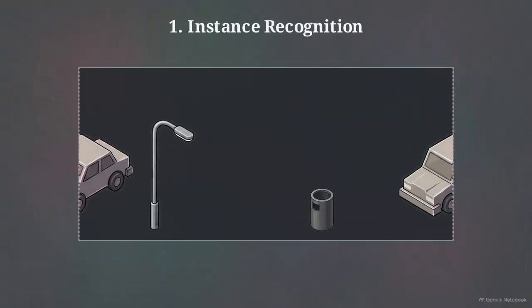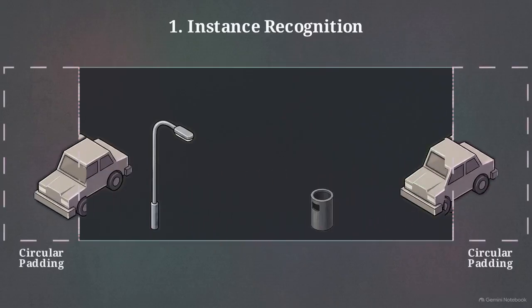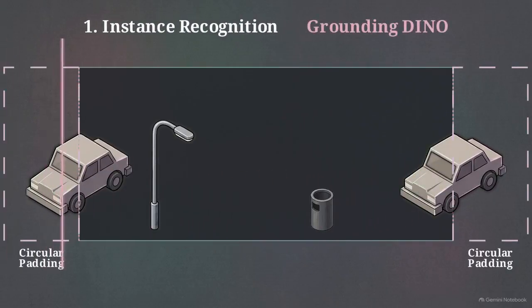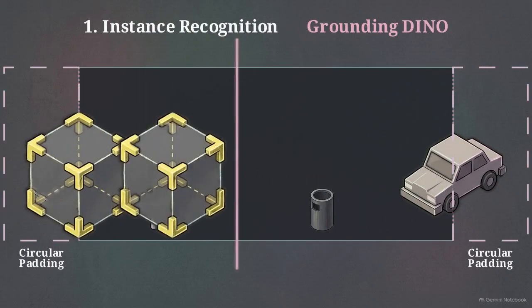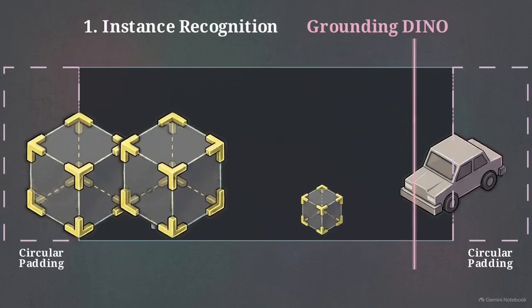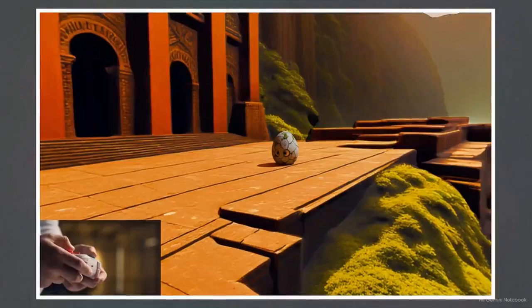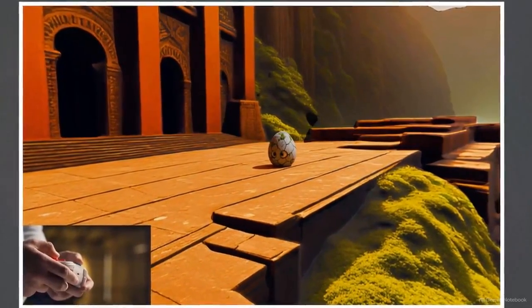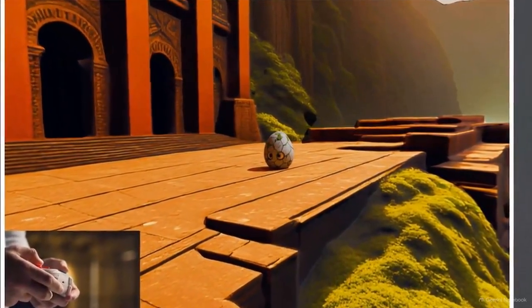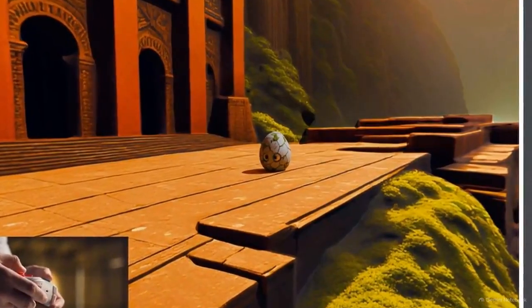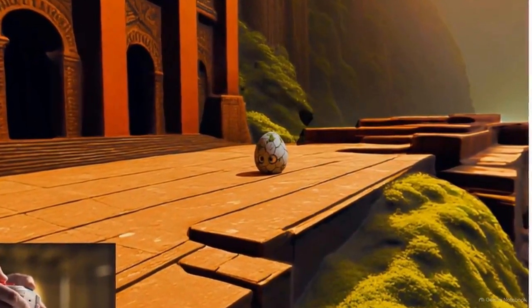Step 1 is instance recognition. The system applies circular padding to the panorama and runs an object detector called Grounding DINO. This maps the location of every distinct object, even if an item spans the panoramic seam. Step 2 is layer decomposition. A segmentation model called ZIM draws precise pixel masks over detected objects, physically extracting them into a dedicated foreground layer.